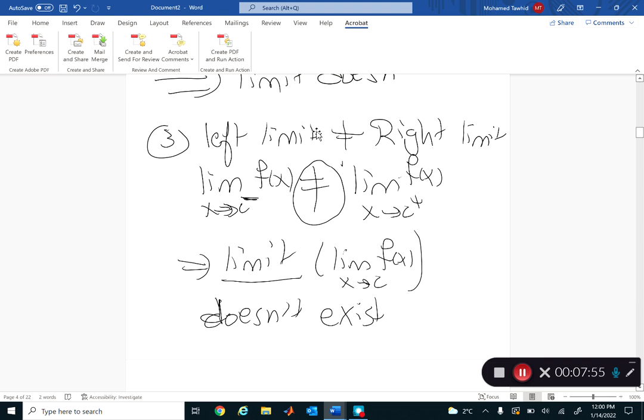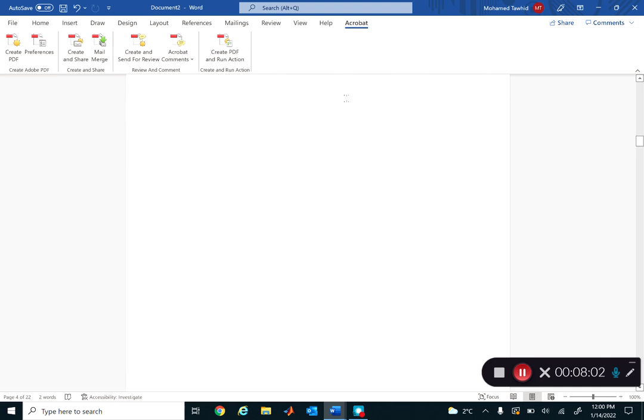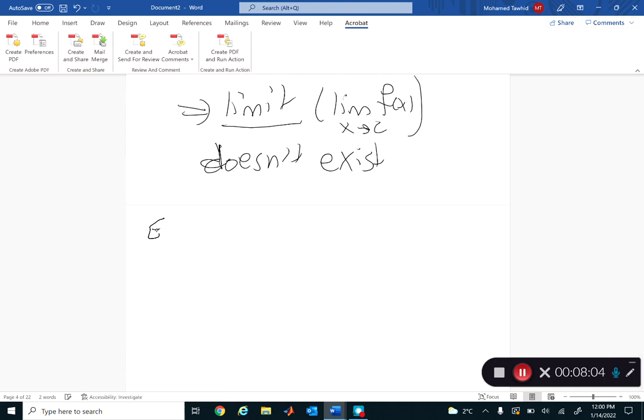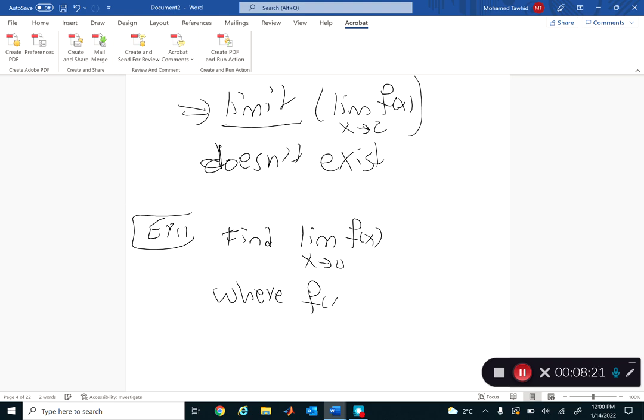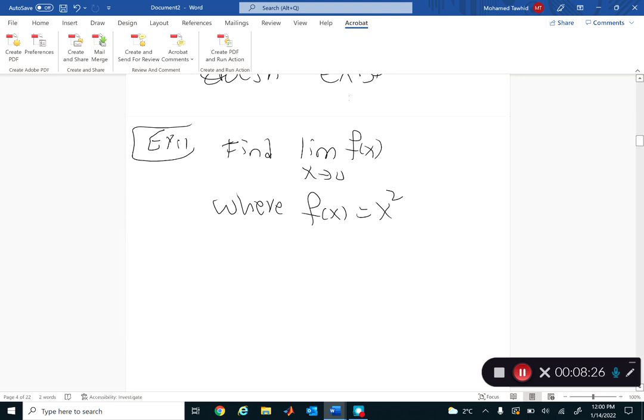Maybe we'll give some examples one by one in order to show the rule. Example number 1: try to find the limit when x is close to 0 for f of x, where f of x equals x squared. I need to get the limit when x is close to 0 for f of x. What is it? f of x equals x squared.